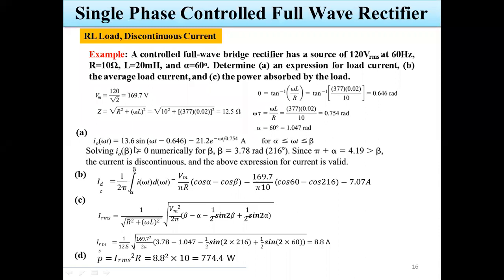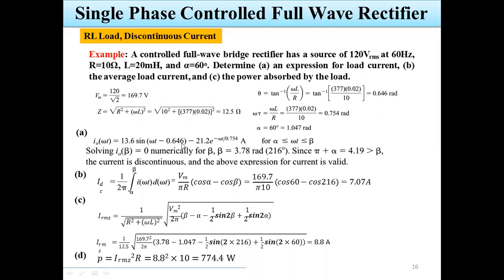The 120 volts RMS has been given, the frequency 60 hertz, the resistance, inductance and firing angle. Then i0 of omega t is the output current, for both the steady state and the transient currents, and we solve for both values.